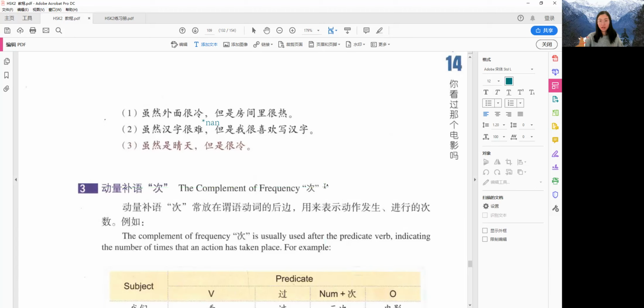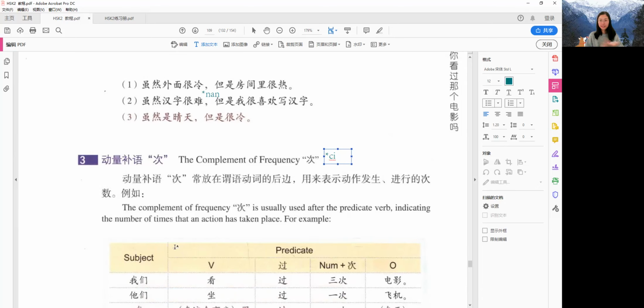次. This, right? The pinyin is 次. Let me add the pinyin start mark over here. Yes. So 次 is easy to understand: once, twice, 3 times, 100 times, 1,000 times. It's the times over here in Chinese. We say 次, 一次, 两次, 三次, 四次, 五次, 10次, 100次, 1000次, right?